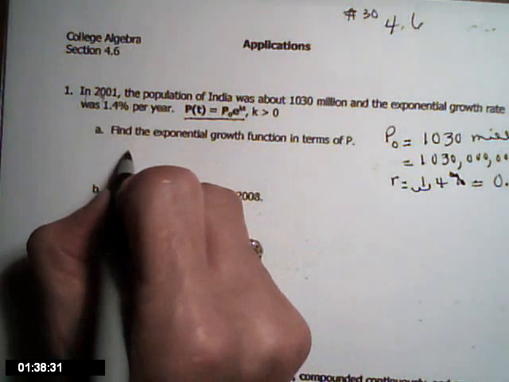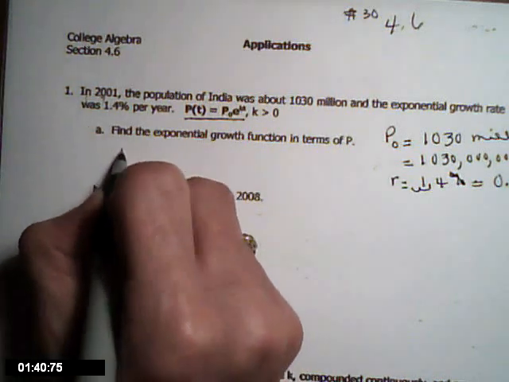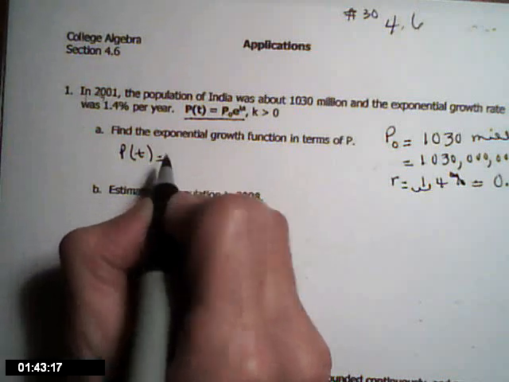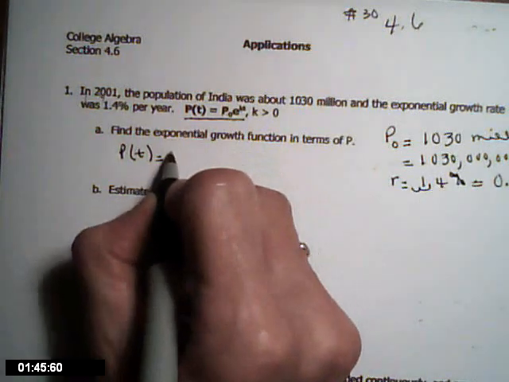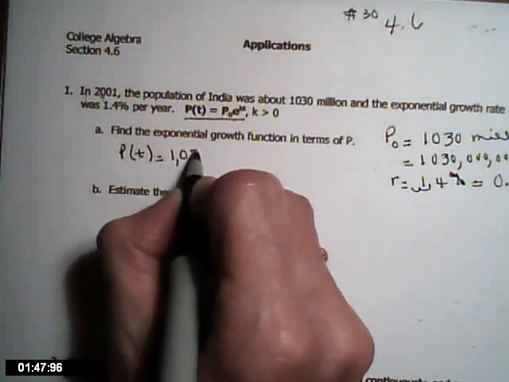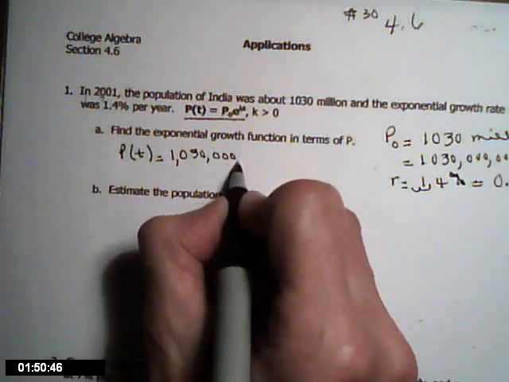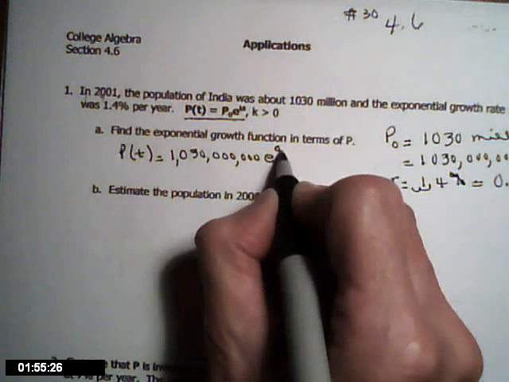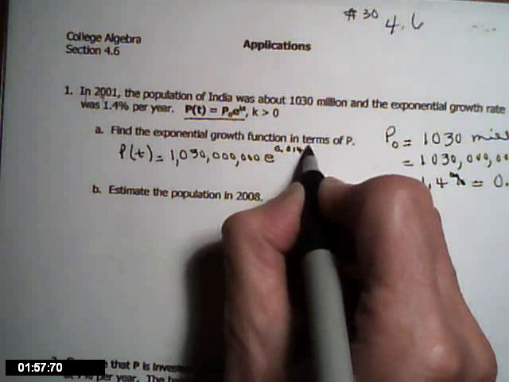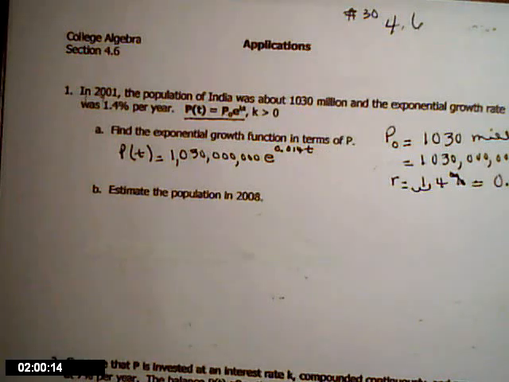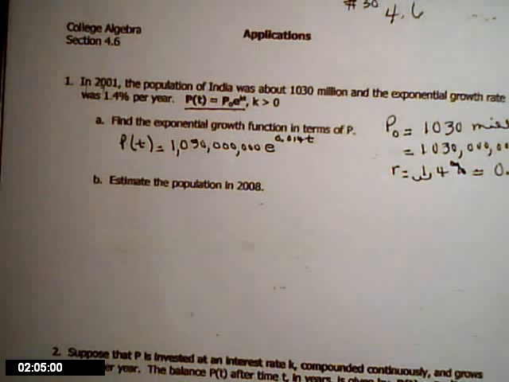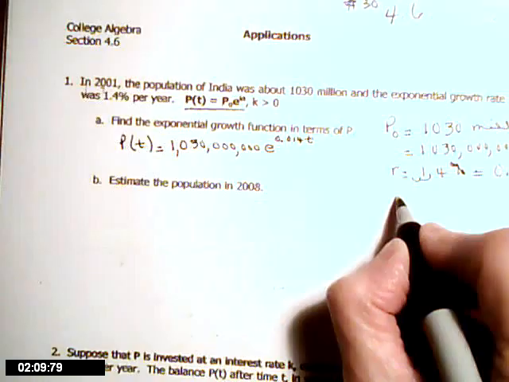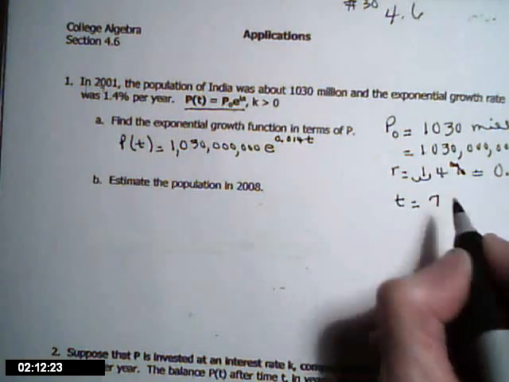The problem says to find the exponential growth rate in terms of P. They just really want you to write the problem with the given information. So P of t will equal, remember our initial information was 1030 million people, times e to the k, which was 0.014t. That's the first problem, and that's all they want, the function written out. Then they ask you to estimate the population in 2008. Well, from 2001 to 2008, time would be 7 years.